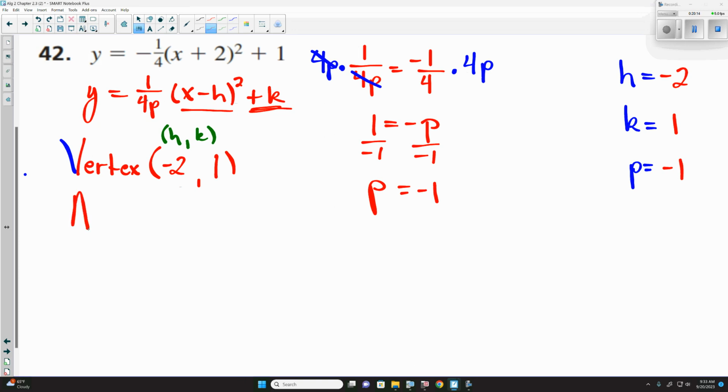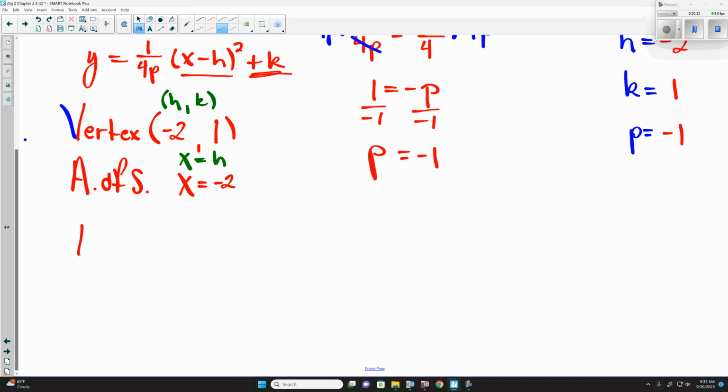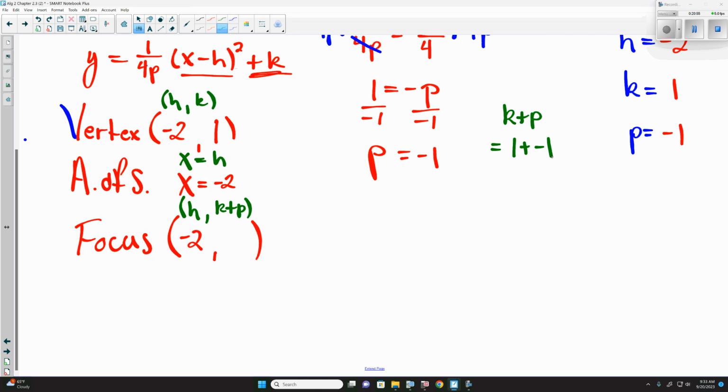Now our axis of symmetry. Yes, because x equals h, so x equals -2. Focus is going to be our h comma, so the h would be -2. Now our k plus p, I'm going to do this off to the side, would be our 1 plus -1, yes? Which is 0.